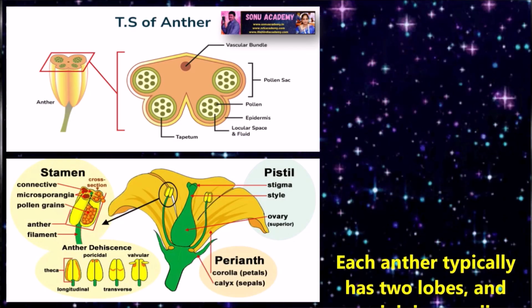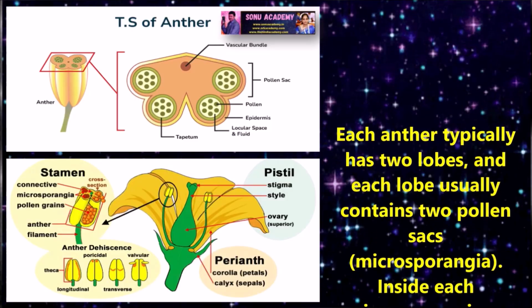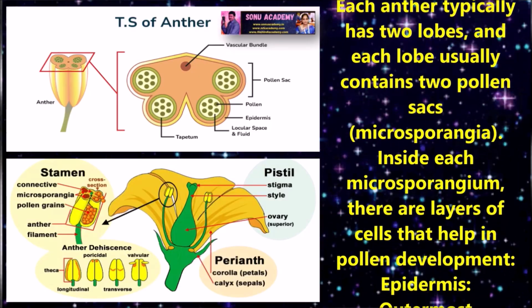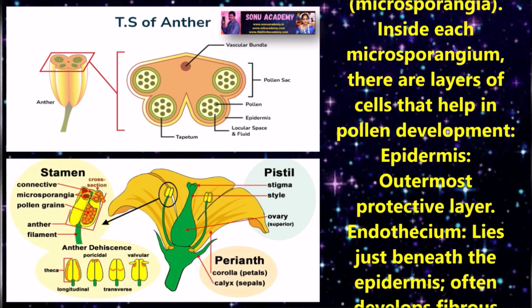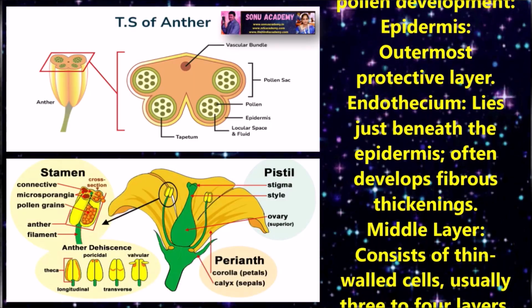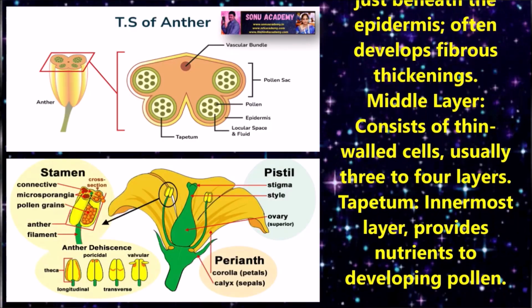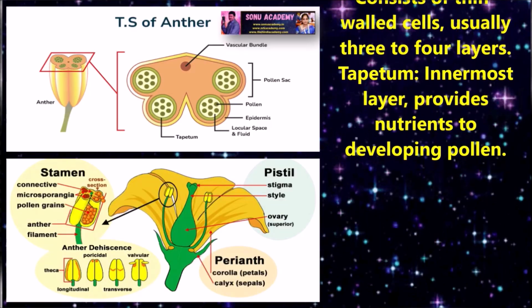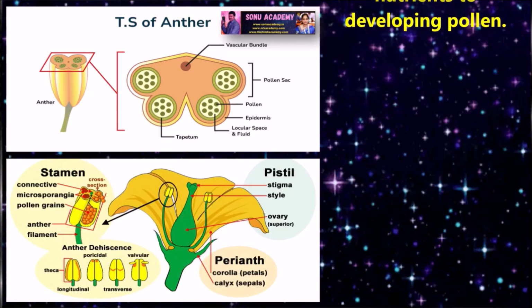Children, let us discuss the structure of an anther. Each anther typically has two lobes, and each lobe usually contains two pollen sacs, which are also called microsporangia. Inside each microsporangium there are layers of cells that help in pollen development. First is the epidermis, the outer protective layer. Second is the endothecium, which lies just beneath the epidermis and often develops fibrous thickening. The middle layer consists of thin-walled cells, usually 3 to 4 layers, and the next one is the tapetum, the innermost layer, which provides nutrients to the developing pollen.